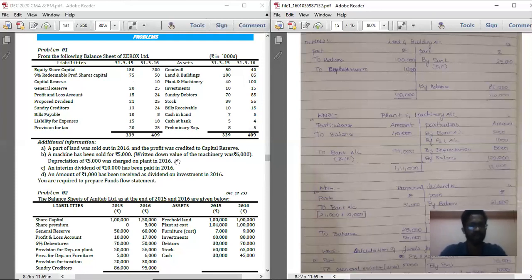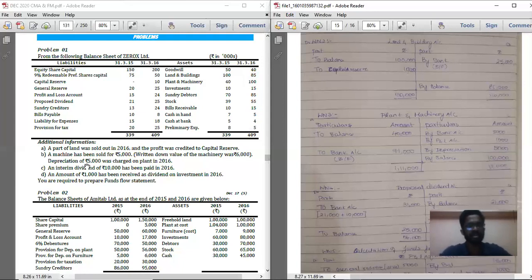So when there is a decrease in plant and machinery value, plant and machinery will be credited. When there is an increase in plant and machinery value, simple, remember this. When there is purchase of plant and machinery, what is the entry? Plant and machinery account debit to bank account. So when plant and machinery is increasing, it should be debited. On the other side, when you are selling plant and machinery, what will be the entry? Bank account debit to plant and machinery. So when plant and machinery value is getting decreased, it should be credited.